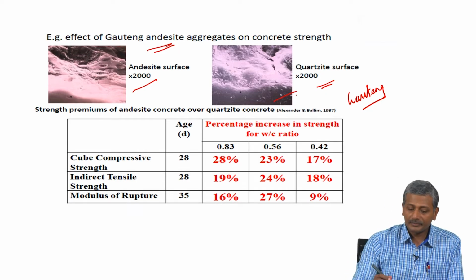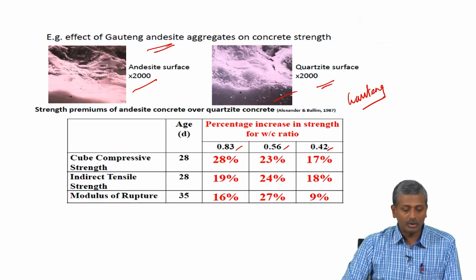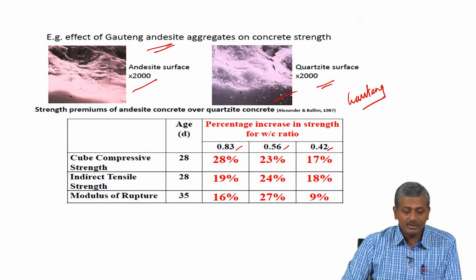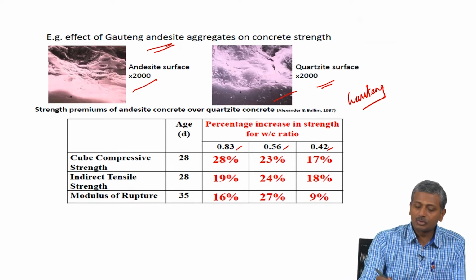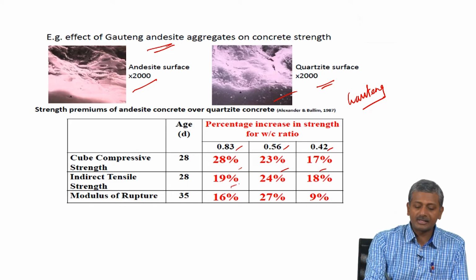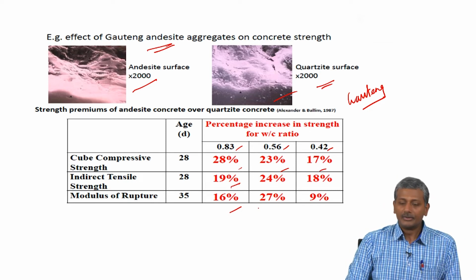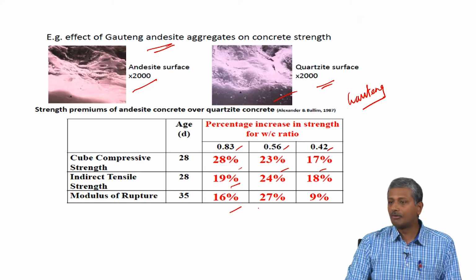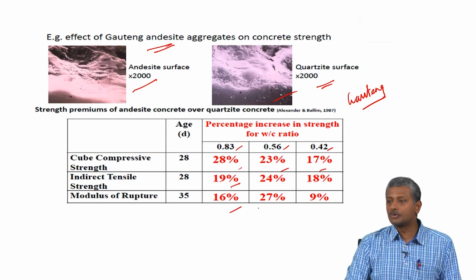What they saw was, for concretes with different water cement ratios 0.83, 0.56 and 0.42, the andesitic concrete, or the concrete with andesite aggregate, seemed to give a much higher compressive strength as opposed to the concrete with quartzitic aggregate. The same thing happened in the indirect tensile strength as well as modulus of rupture. What is indirect tensile strength? Split tensile strength. So in all three strength results, what they found was the andesitic concrete gave a much higher strength as opposed to the quartzitic concrete.